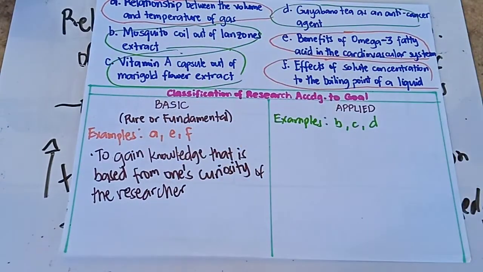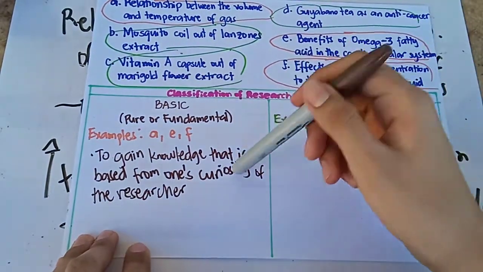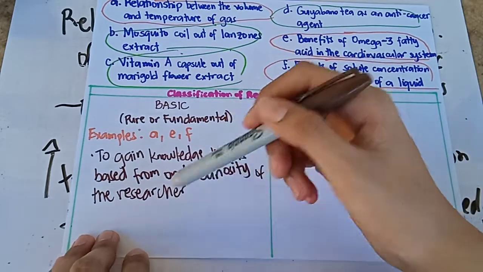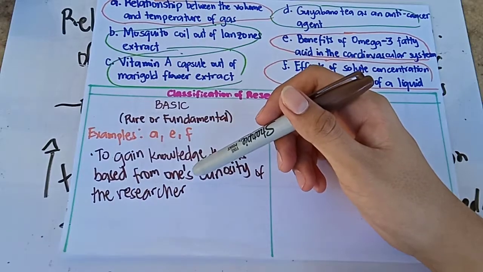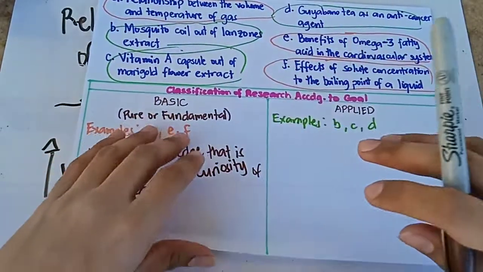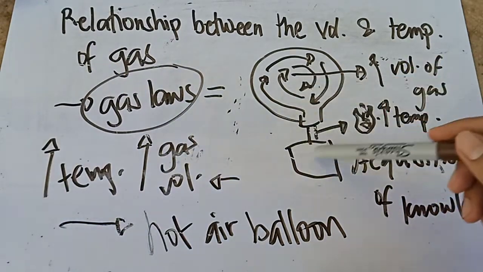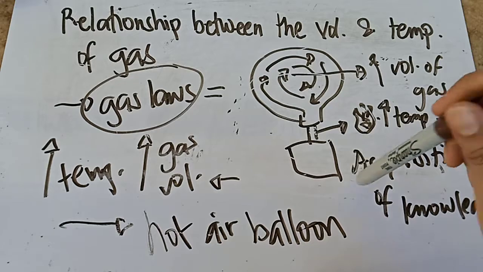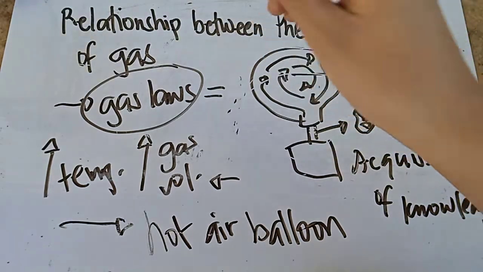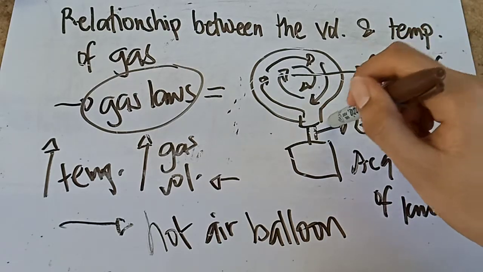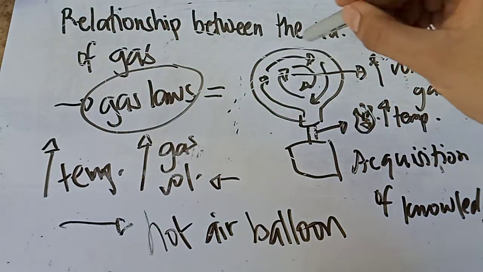Okay? So, using this example, we gained knowledge, and that is based on the curiosity of the researcher. Who is that researcher? Jacques Charles, the one who formulated Charles' Law. Now, looking at this exact same example, you have observed that the knowledge, which is the relationship between the volume and temperature of gas, is present in basic research.